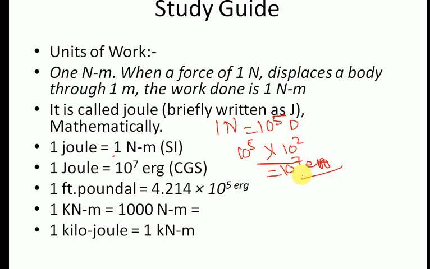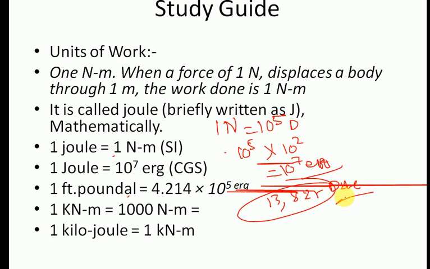You can see 1 foot. 1 foot equals how many centimeters? That is 30.48 centimeter, around 30.5 centimeter. And 1 poundal equals 13,825 dyne. So 13,825 dyne into 30.5 centimeter. If I multiply it, it becomes 4.214 into 10 to the power 5 erg. So I have a clear relation between the SI system, CGS system and FPS system.